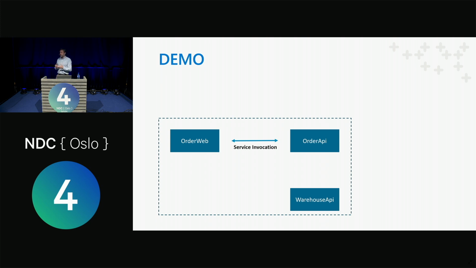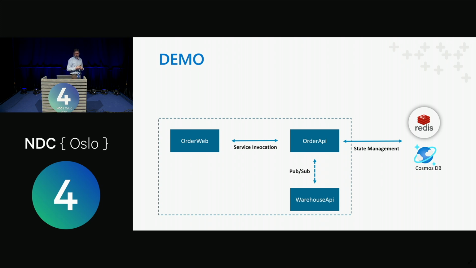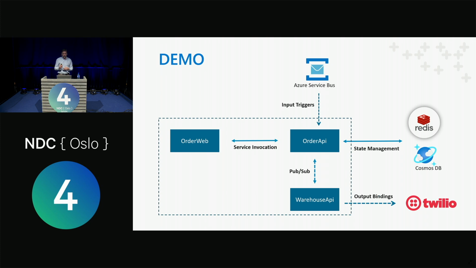Of course, we'll do service invocation between the web and the API. We'll do pub/sub. So when we get an order in the API, we'll also publish an event that the warehouse API will listen to. We'll store the state in either Redis or Cosmos DB. I think we'll do both. If we have time, we'll also see how we can trigger this from the outside world. For example, if we get an event on a service bus, how can we trigger our application from that? And also an example of the output bindings, as they're called. In this case, I'll send a message through Twilio every time I receive this order publish event. So that's the scope of this demo.